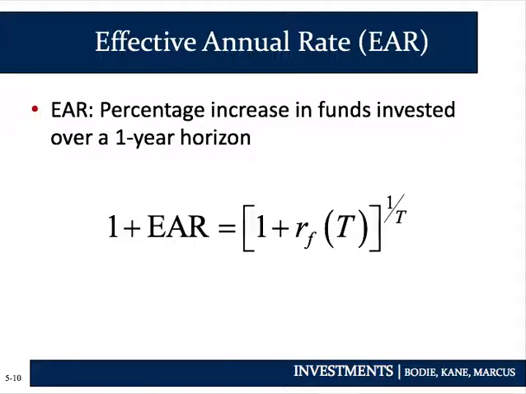So we have 1 plus the effective annual rate is 1 plus the risk-free rate times the time, and that's raised to the 1 divided by T power, which is the compounding factor or discounting factor in this case of the investment. So we can find an effective annual rate for that investment, and that is for a 1 year horizon.